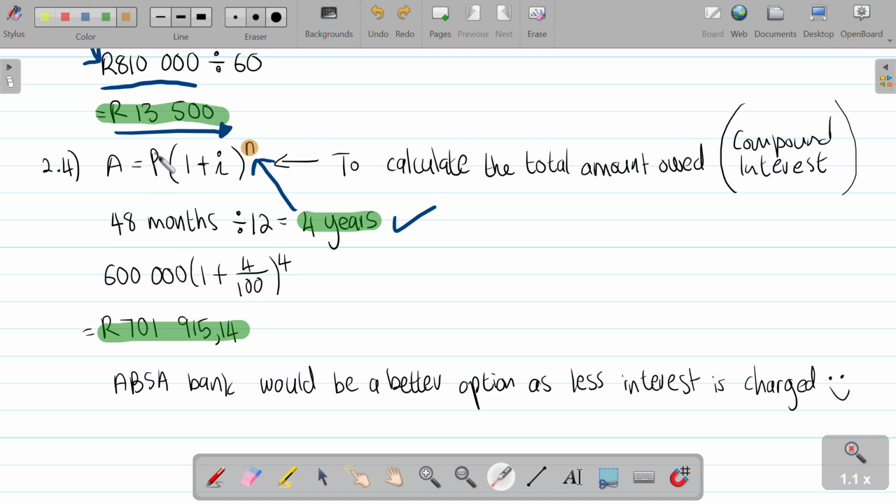So I'll put my principal amount, 600,000, bracket 1 plus, and then I put my interest rate. Please remember to put it over 100, and then raised to the power of 4 because it's 4 years. Then I get my amount, 701,915 comma 14. Guys, my answer in the calculator was comma 136. But please, when we deal with money, we round off to 2 decimal places. So that's how I round it off.